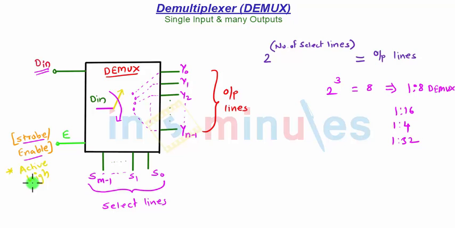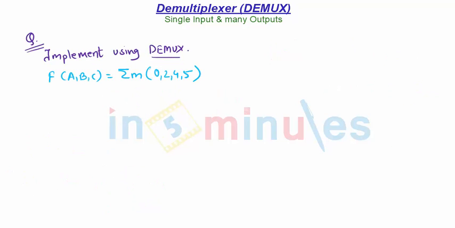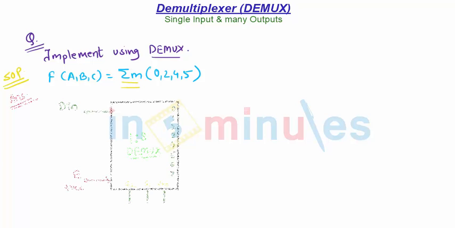So let us see a small example based on the demultiplexer or the data distributor. Here is the question: implement the following function using demux. The function is of SOP form. So definitely it's an SOP form equation, the summation of small m, the minterms specified 0, 2, 4, 5, for the function which is of 3 variables a, b and c. So let us write down the answer for this one.